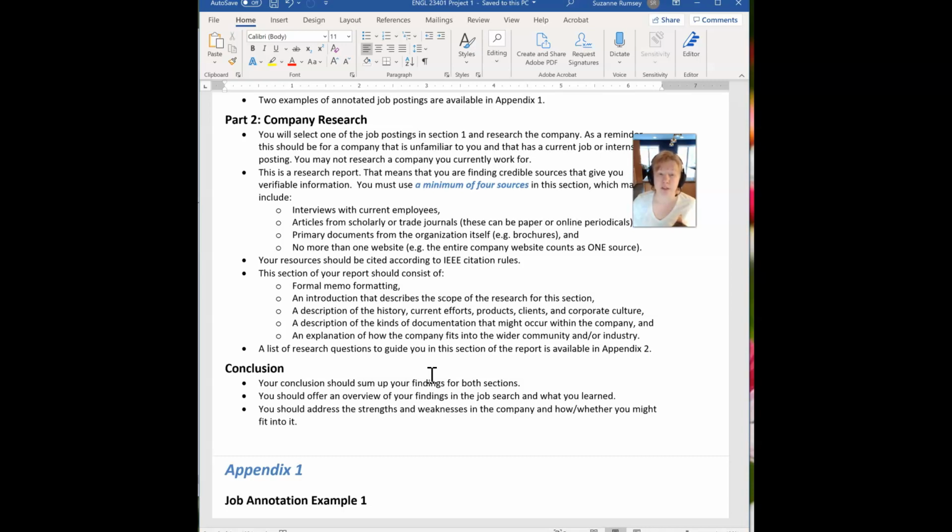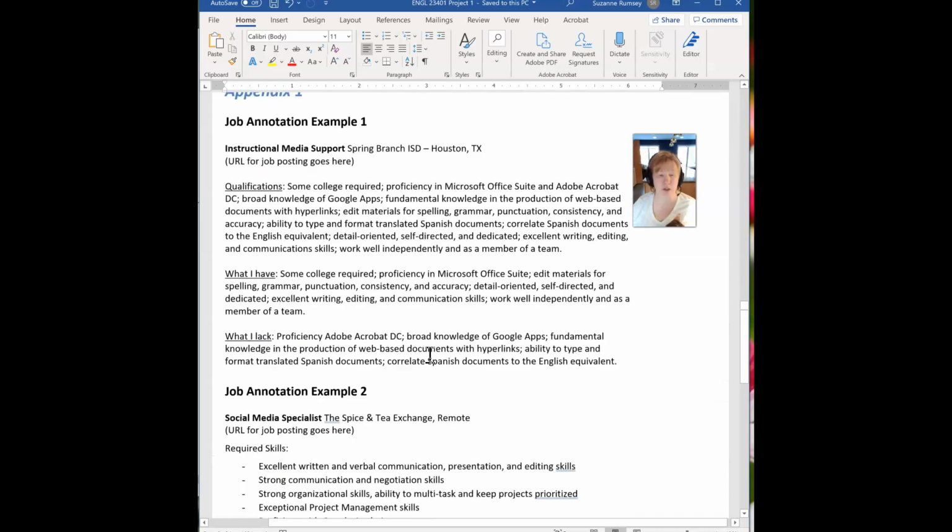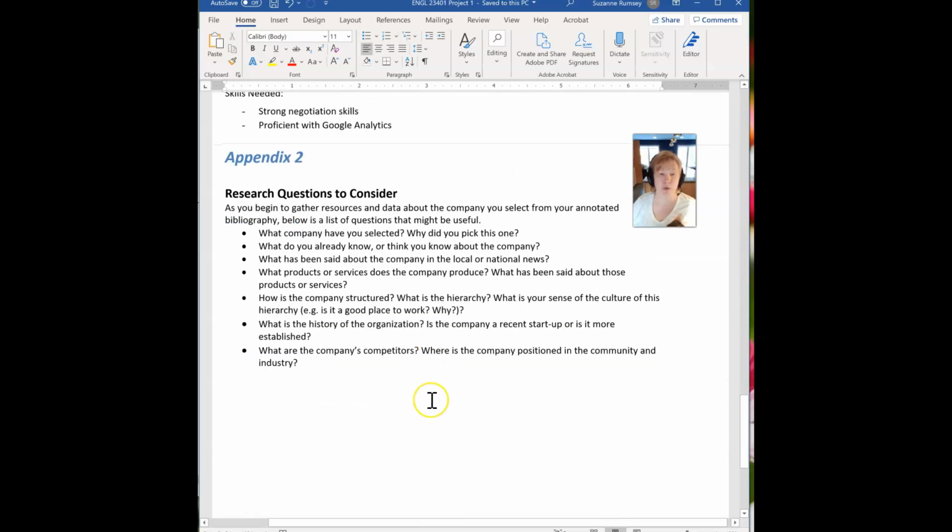You might include a list of research questions to guide you, but I actually provided you some in Appendix 2. So let's go down there and take a look. So Appendix 2, research questions. What company did you pick and why? What do you already know or think you know about it? Do some brainstorming. What's been said about the company in local news or national news?